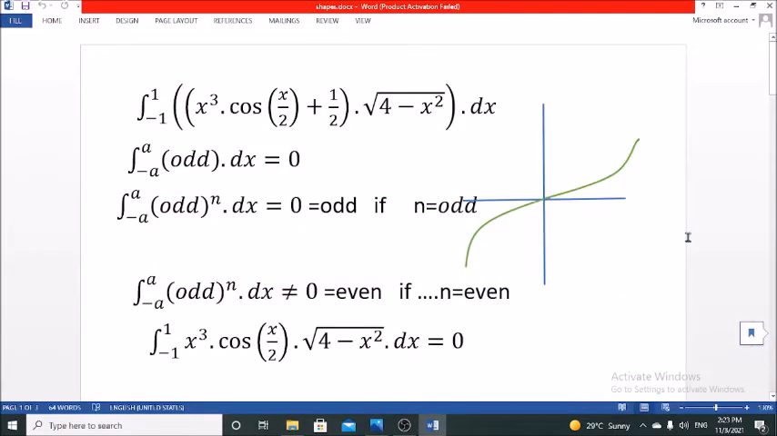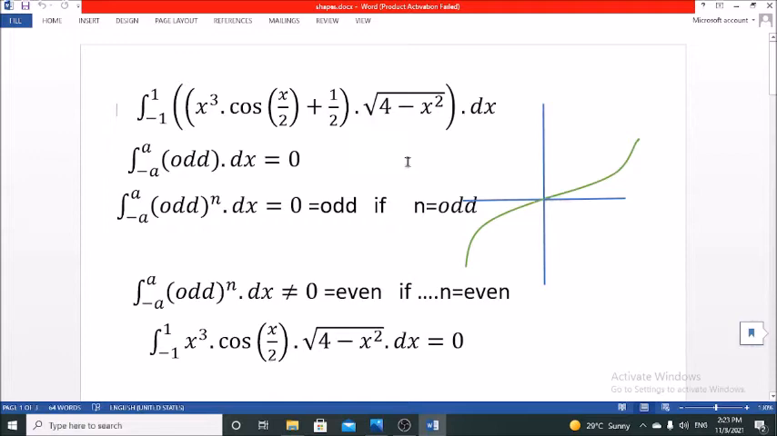So here is our integration. It is the integral from -1 to 1 of (x cubed plus x over 2 cosine x over 2 plus half), all times the square root of 4 minus x squared, all dx with respect to x.